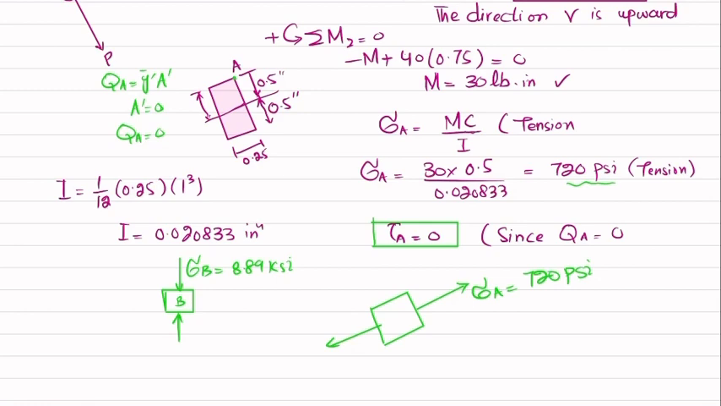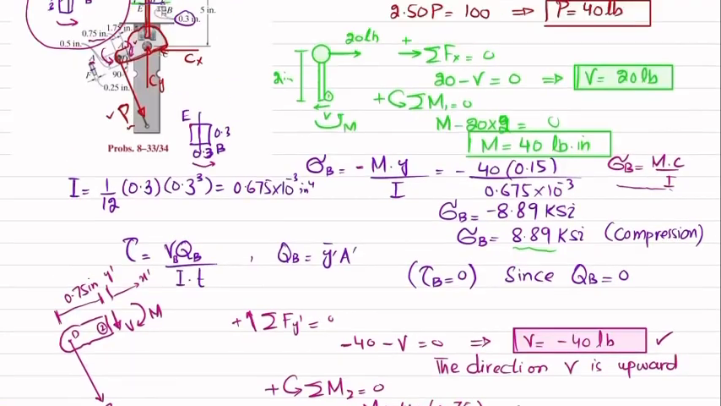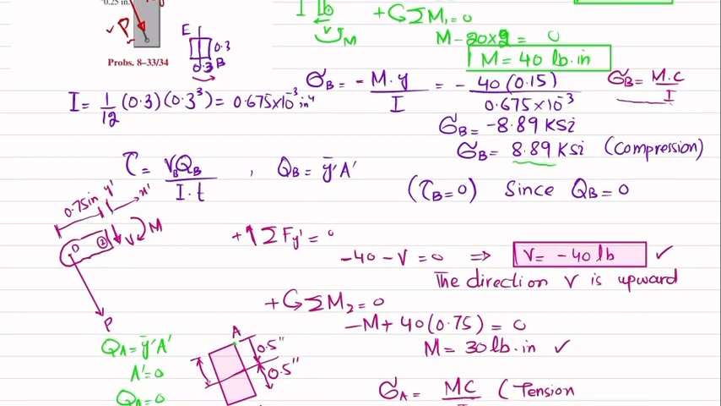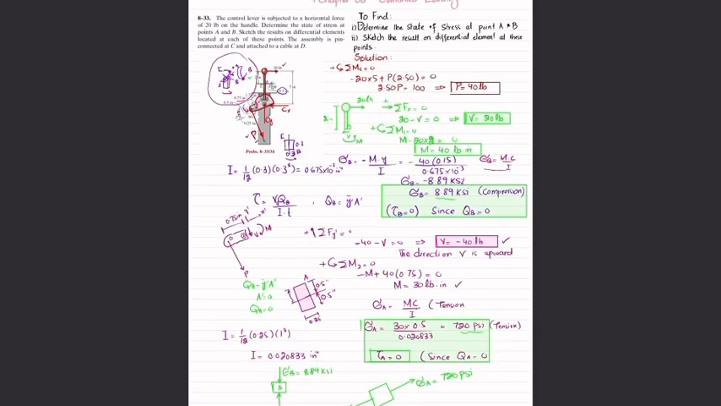So this is the sketch, the result on the differential element, and these are the stresses at point A, shear stress and normal stress, and this is the normal stress and shear stress at point B. And that was all about this problem 8-33. I hope you have enjoyed this video and you have learned it.